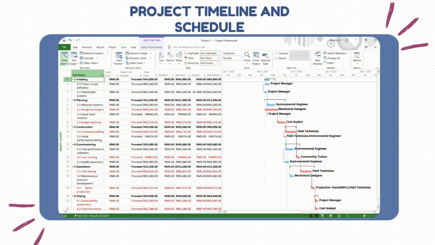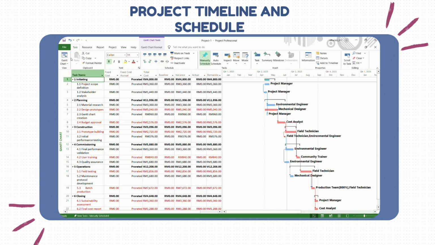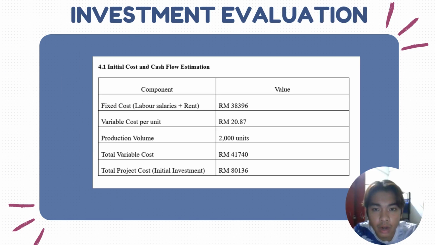We can view the cost, which is the resource allocation for each phase, and finally, we can view the resource sheet. For our investment evaluation parts, 4.1 initial cost and cash flow estimation, this is all of the details, and our total project cost, which is initial investment, is 80,136 ringgit.